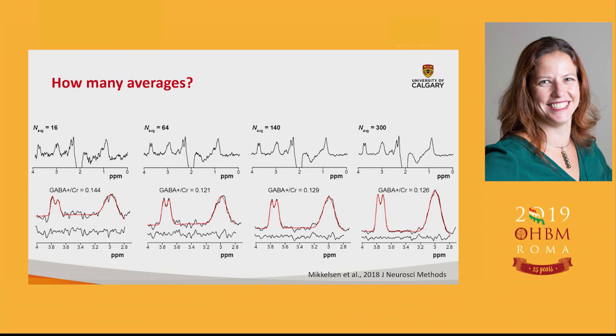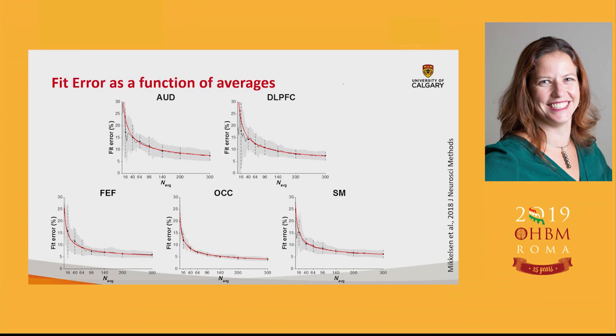So you want to do enough averages in order to acquire a stable result. Looking at the same experiments in 5 different voxels, we see that you get a decrease in fit error as a function of averages, and you ideally want to be where you're stable. You want to be acquiring enough data that you're not losing information, in the flat part of the curve. For the occipital voxel, you reach that pretty early, but for the auditory cortex voxel, it actually isn't as stable as quickly. So the answer is it depends on where you are.